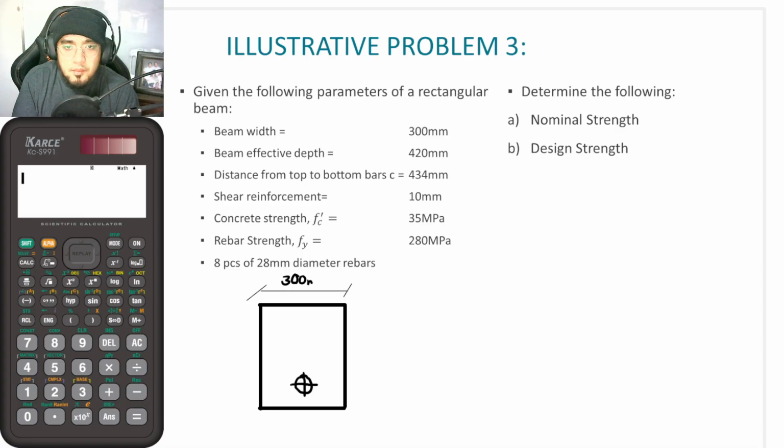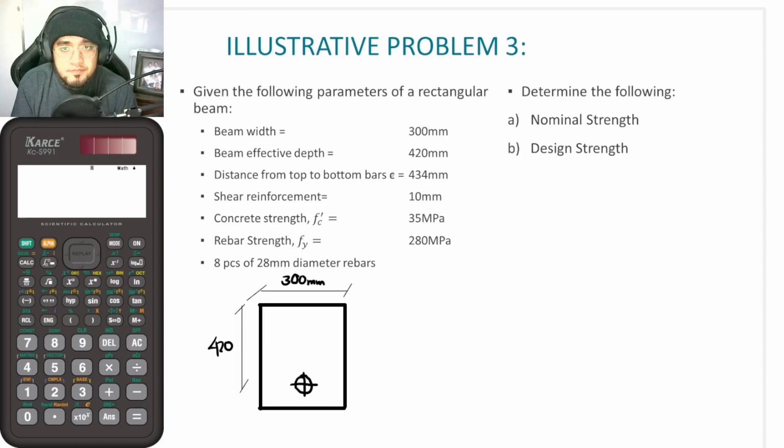So 300 mm. Then the effective depth, meaning the distance from the top up until the centroid of all of the rebars, is now equal to 420. Okay, so that is now 420 millimeters.